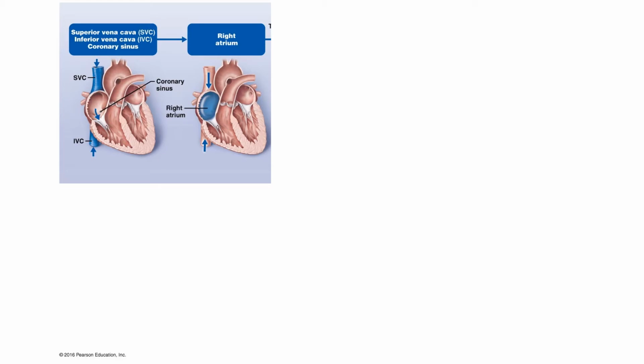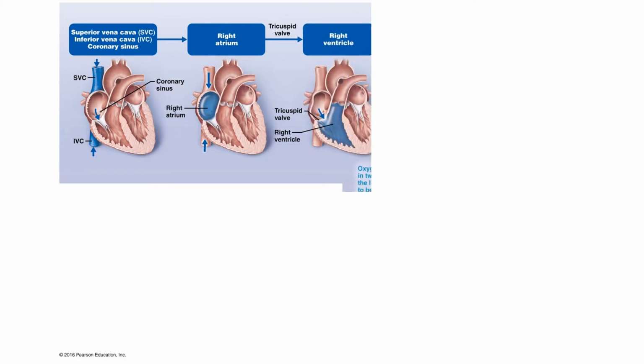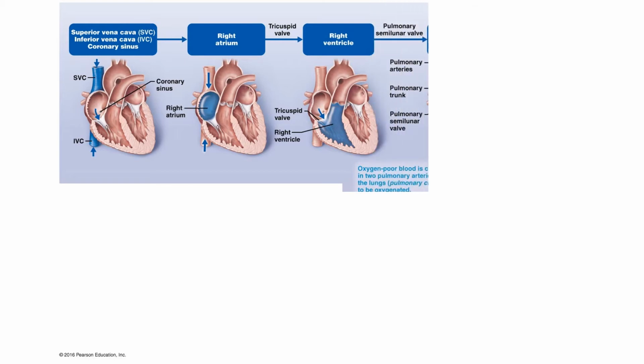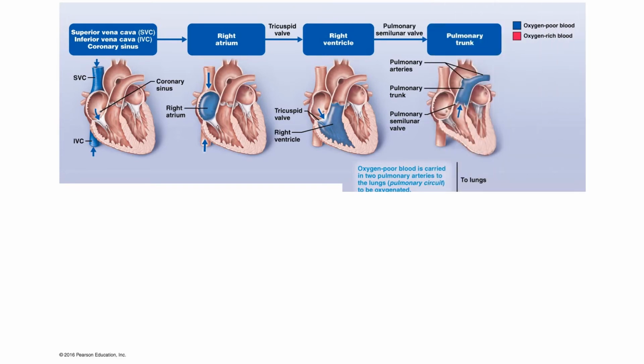The right atrium eventually contracts and helps push blood through the tricuspid valve into the right ventricle. As the right ventricle starts to fill with blood, the tricuspid valve slams shut, and once pressure gets high enough, the pulmonary semilunar valve opens and allows blood to start traveling into the pulmonary trunk.